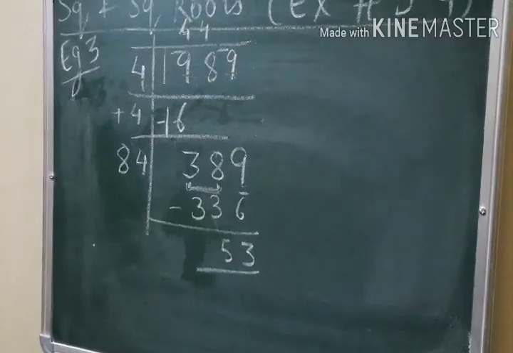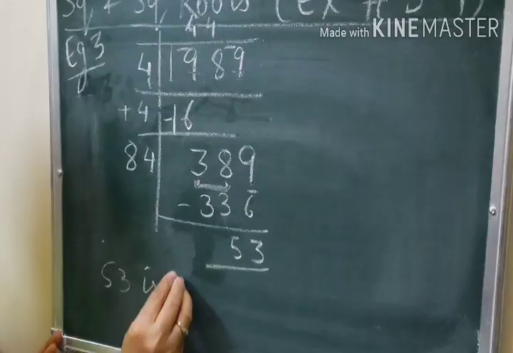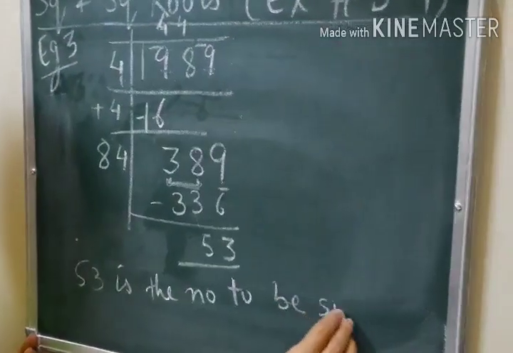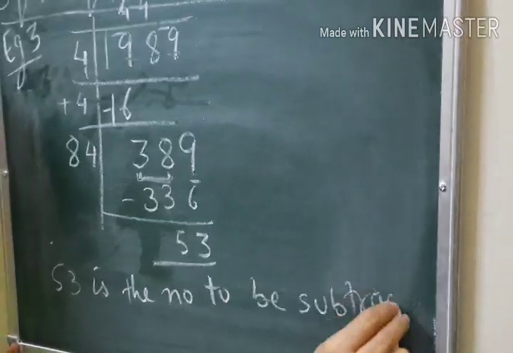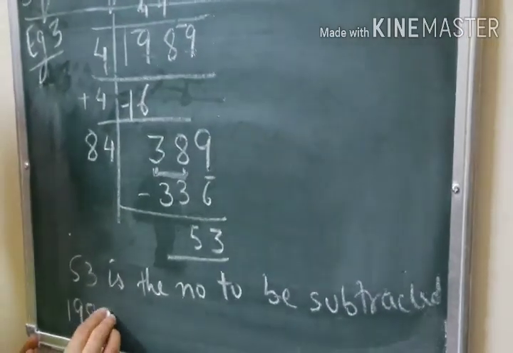That means 53 is the number which is to be subtracted from 1989 so that you get a perfect square. So just we'll subtract. 53 is the number to be subtracted, and after that it is given that you have to find the square root of the number so obtained.